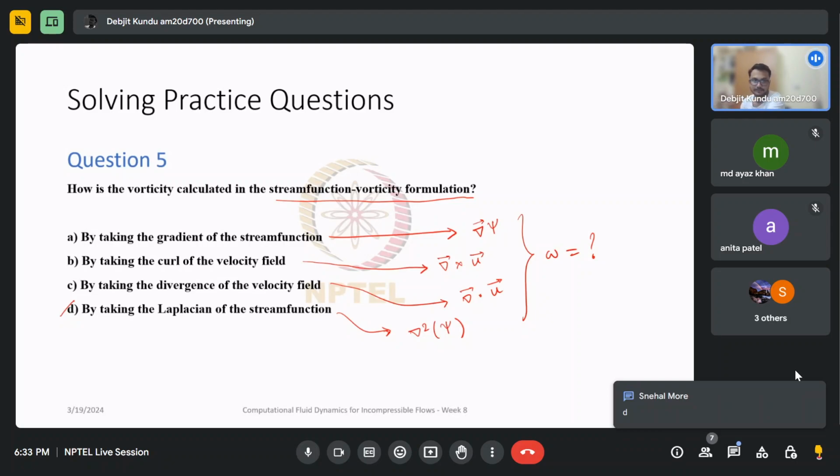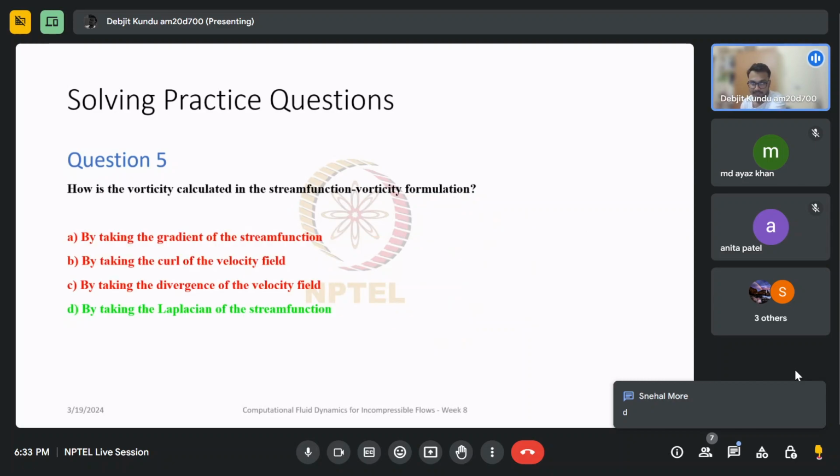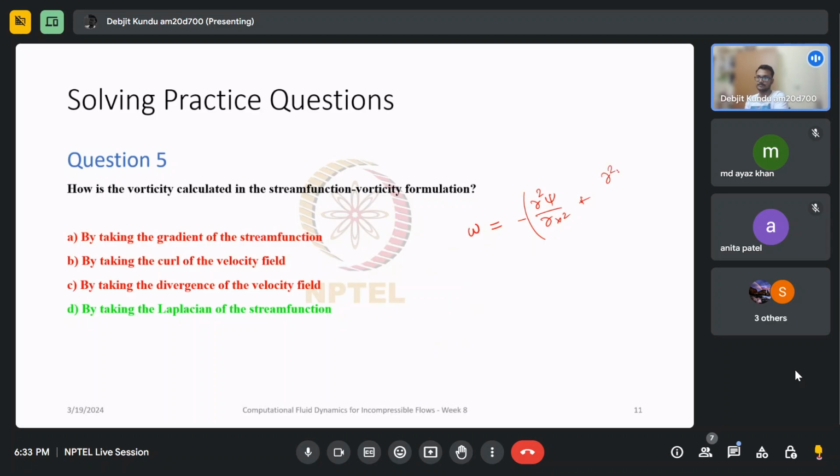So let's have a look at the solution. Okay, so we got another response in favor of option D, and that is indeed the correct one. So if we remember the stream function vorticity formulation, omega is calculated as minus dou square psi dou x square plus minus dou square psi dou y square, which is nothing but the Laplacian of the stream function. Negative of it, obviously, but that's how it's calculated.